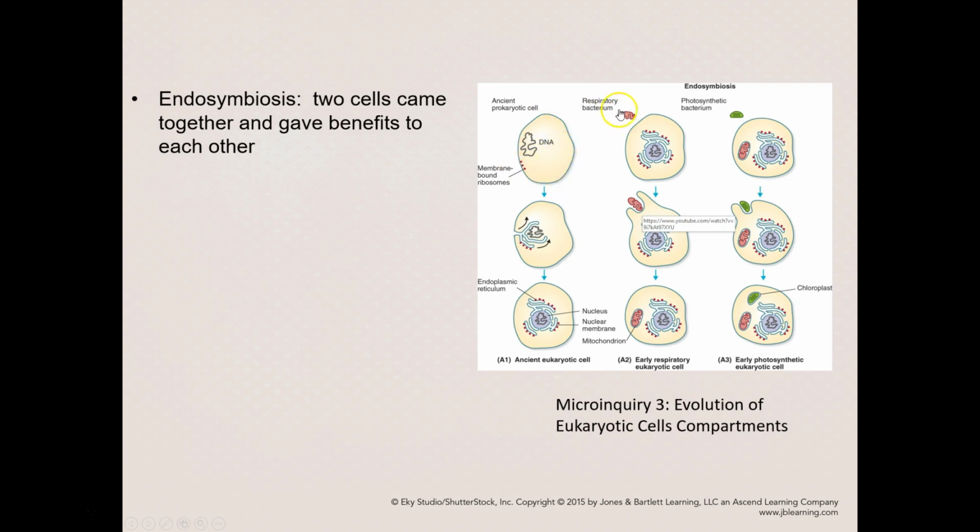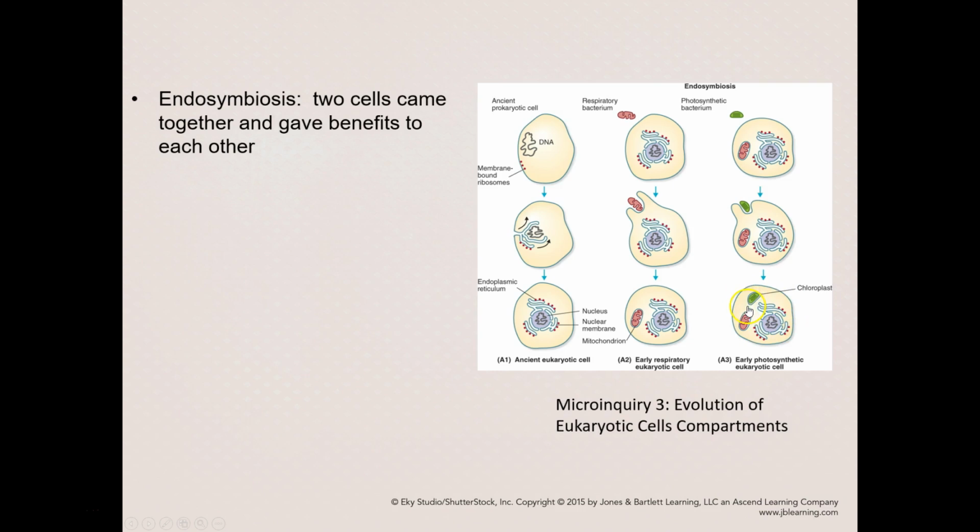Then we have this large cell. The small cell was engulfed by the large cell, but instead of the large cell breaking down the small cell, it formed a mutualistic symbiosis with them. Over here we have a small cell that is really good at photosynthesizing. Same thing happens, it's engulfed, and instead of breaking it down, they form a mutualistic symbiosis. Symbiosis, they live together. Mutualism, they gained benefits from living together.